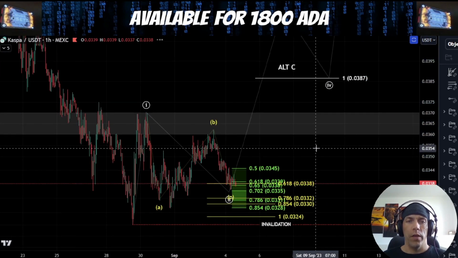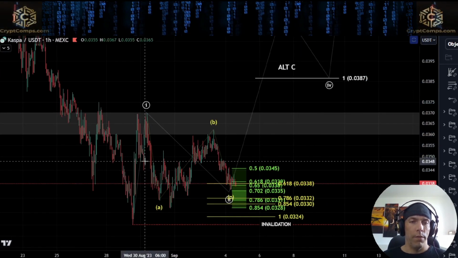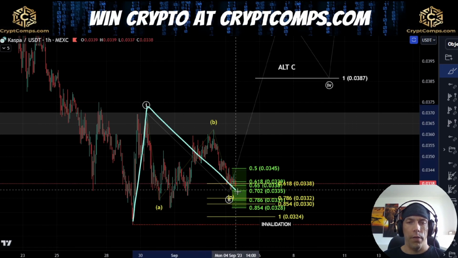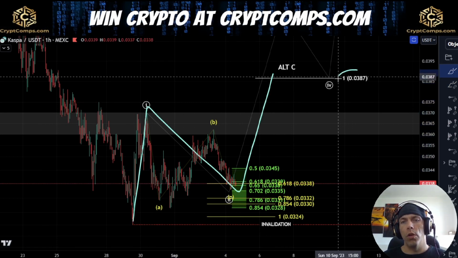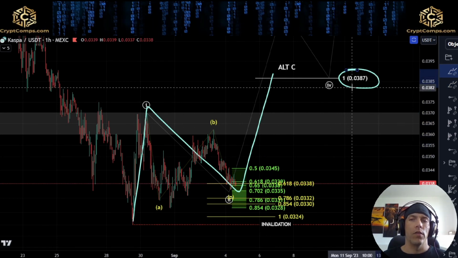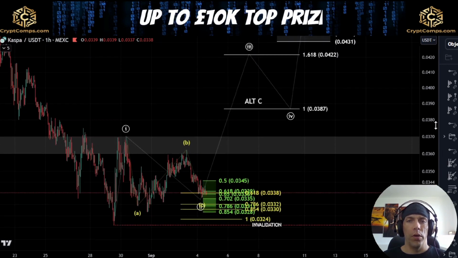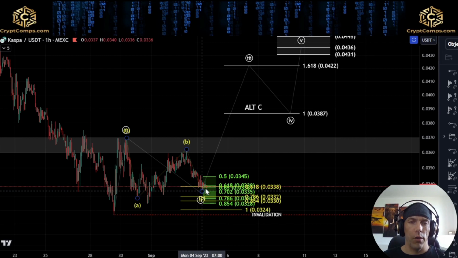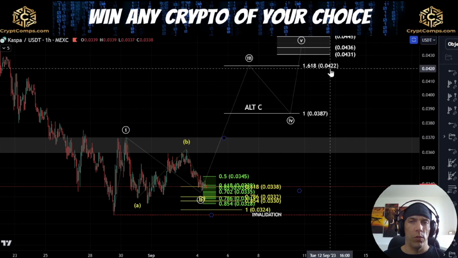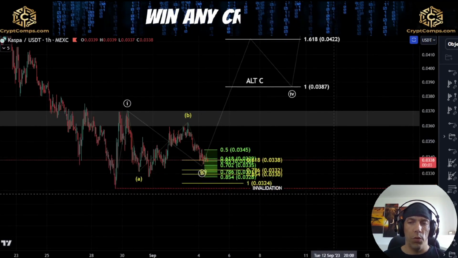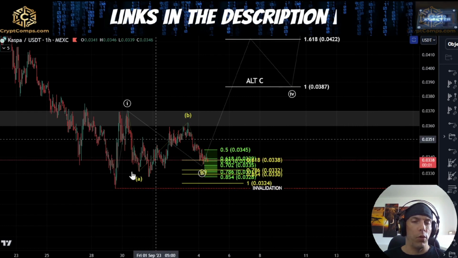Now this could also be a wave C here, where effectively we just have this as 535, in which case our one-to-one target would be there at this 0387. If however this is going to develop into a bigger impulse, what I would be wanting to see off of our current level here is a move up towards this 0422. Now this is viable for as long as we continue to hold this 0321.